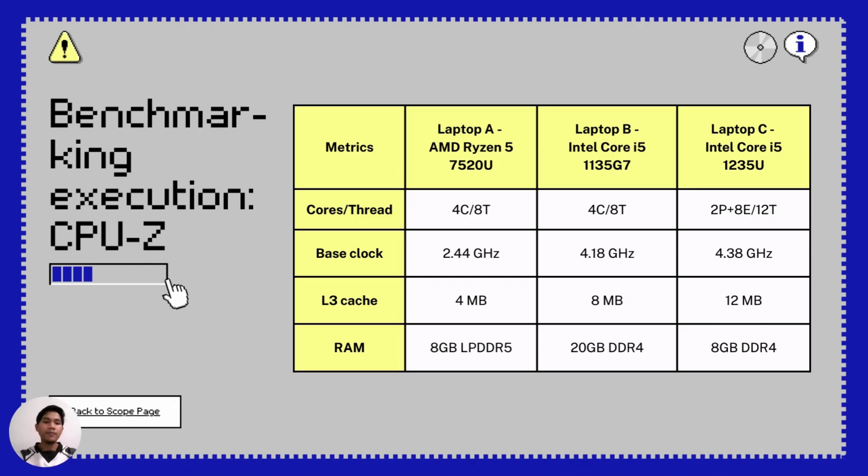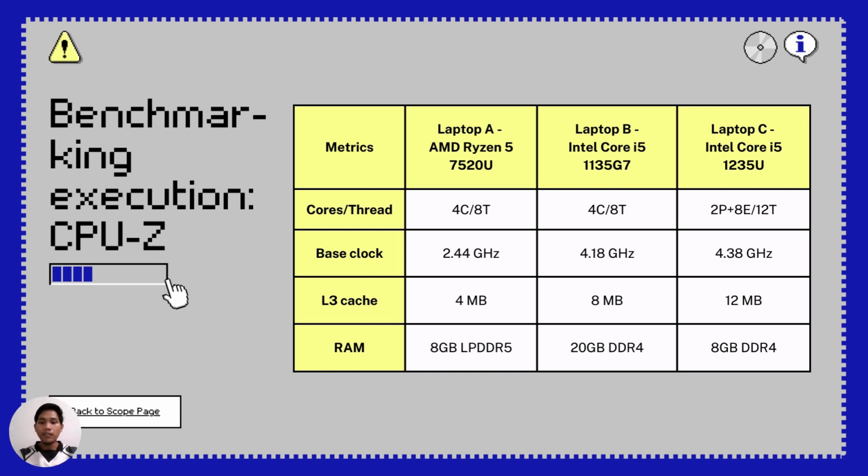So here we have the benchmarking execution for CPU-Z. As you can see here, this is for laptops A, B and C with different processors. Laptop A is AMD Ryzen 5 and laptops B and C both are Intel Core i5 but of different generations. So for A, it has 4 cores and 8 threads. Laptop B is also the same, but laptop C has 2 performance and 8 efficiency cores.